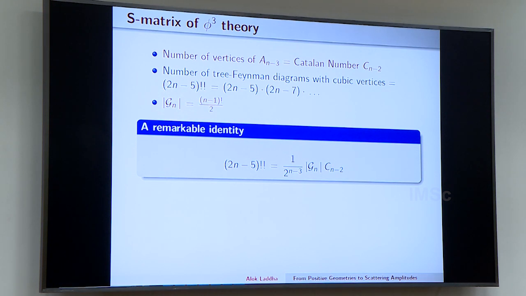So here's a simple counting, but it was an interesting identity that we discovered. If you look at the number of vertices of the associahedra, that's what is called a Catalan number, and it's a known result which we can derive from induction, that the total number of tree level Feynman diagrams with only cubic vertices is this (2n-5) double factorial, and the cardinality of this group Gn is (n-1) factorial by 2. And here is a nice identity, that the total number of diagrams gives you the size of the group times the number of vertices of the associahedron divided by a factor 1 by 2 to the n minus 3.